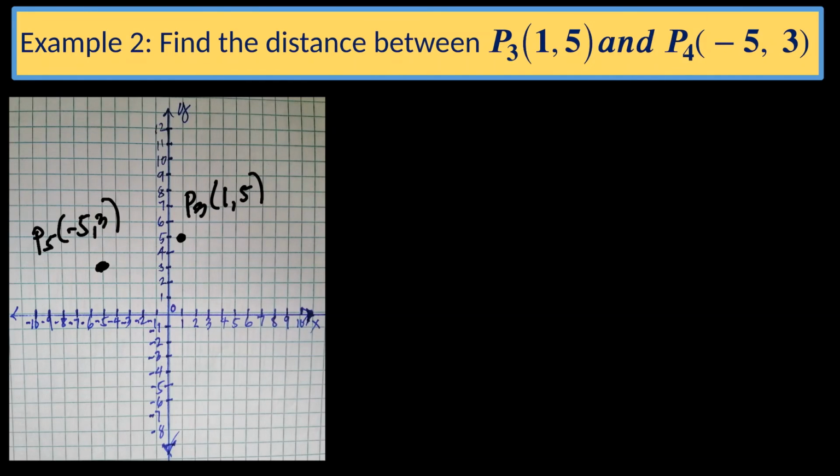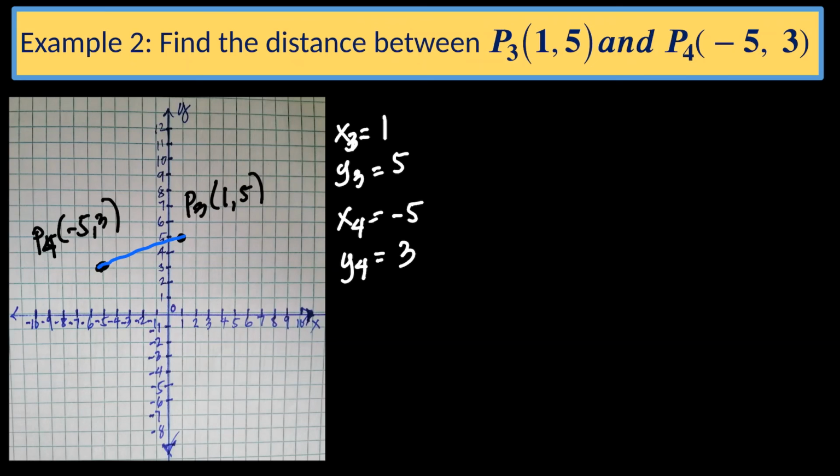Point 4 is negative 5 and 3. And so if we're going to connect these points, that will give us a line. And what is the distance of the line connecting P3 and P4? We can solve for the distance by using the distance formula. So we have our x sub 3, which is equal to 1, and our y sub 3 is equal to 5. Our x sub 4 is negative 5, and our y sub 4 is 3.